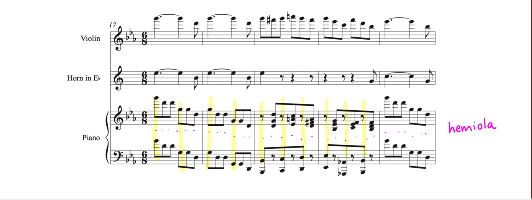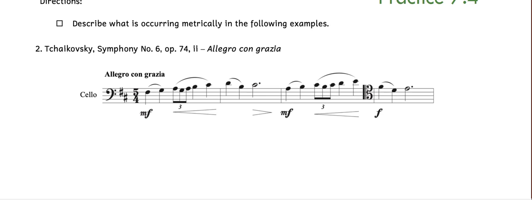All right, let's move on to number 2. Go ahead, do number 2 on your own, pause the video, and press play when you're ready. Okay, number 2 begins in 5/4. What? All right, so that is what is occurring metrically. What is 5/4 an example of? This is an irregular meter.